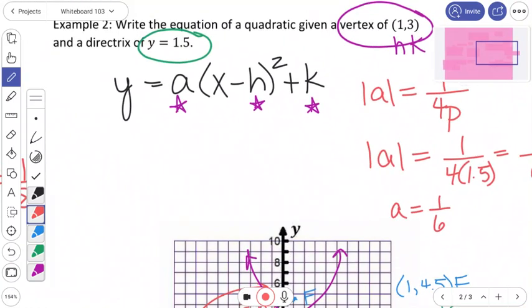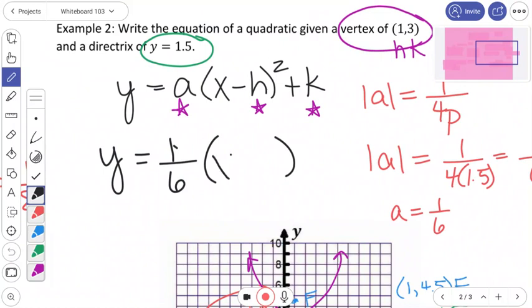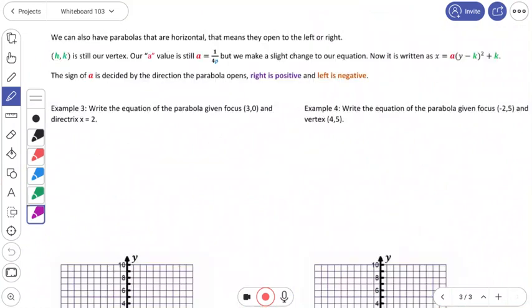So now we have all the information we need to plug it back into our equation. y equals, our a value is a positive 1/6 times (x minus h) squared. So x minus our h value of 1, squared, and then our k value is 3, so plus 3. Don't forget that no matter what, when you sub in your h value, the sign is always going to be opposite.